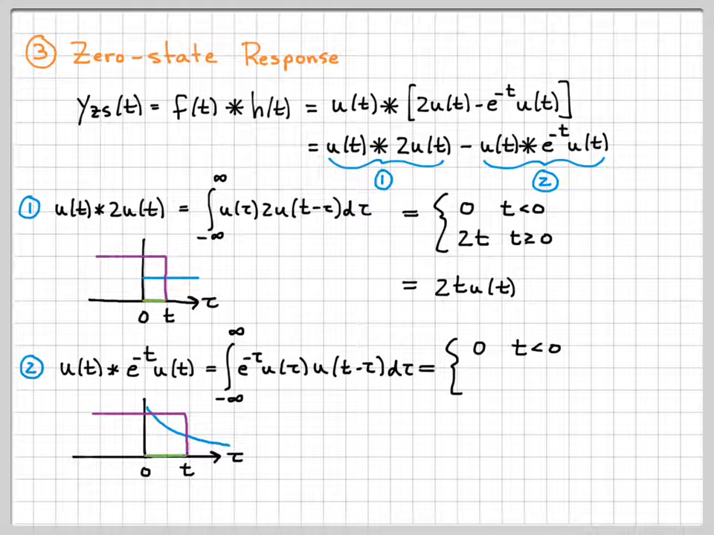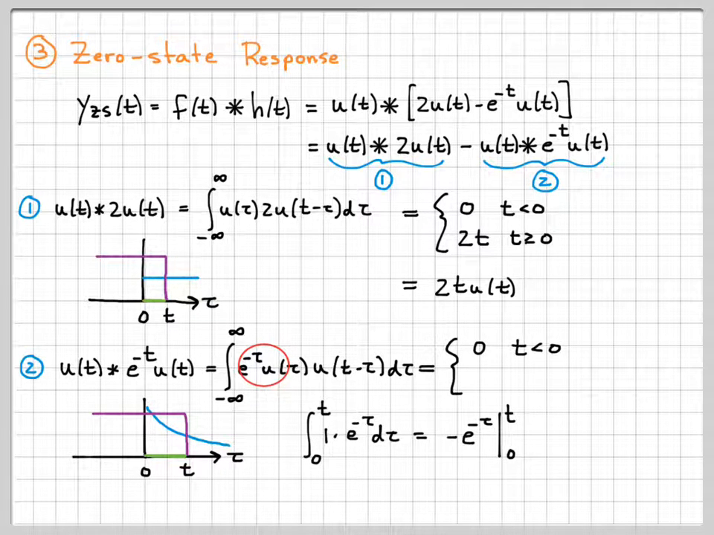When t is greater than 0, I get an overlap on this region. So I'm actually going to need to do the integral from 0 to t of my unit step, which is 1, times this function right here. So I get e to the minus tau d tau. So I just need to do this integral, which is very simple. That turns into just minus e to the negative tau, so that minus sign right there. We have to evaluate it at t and 0. So this turns into 1 minus e to the negative t.